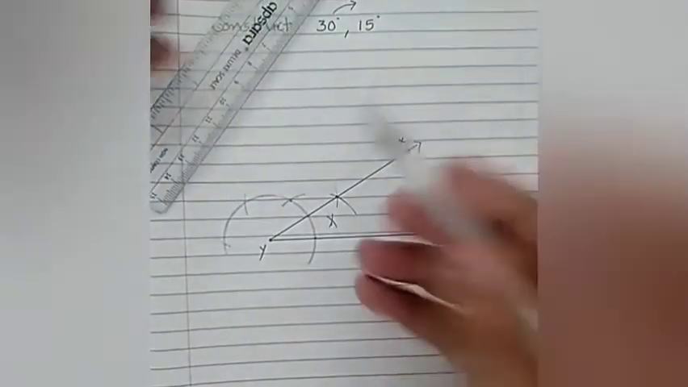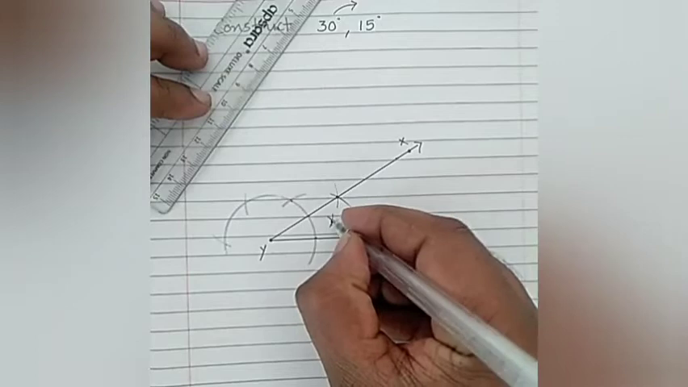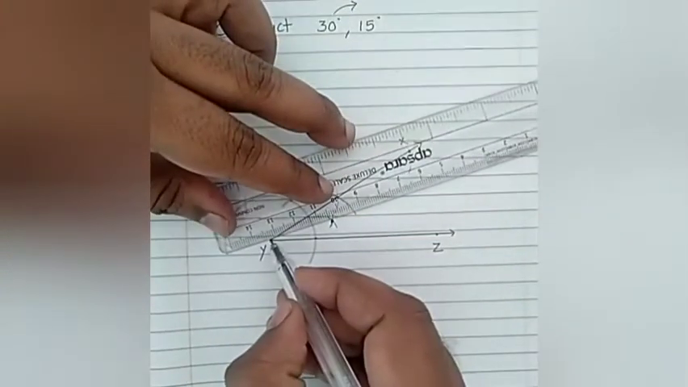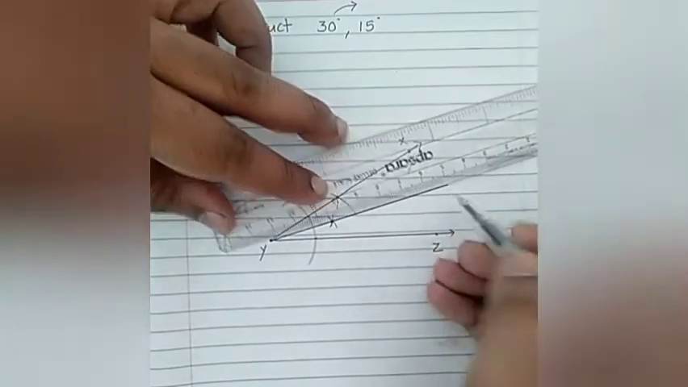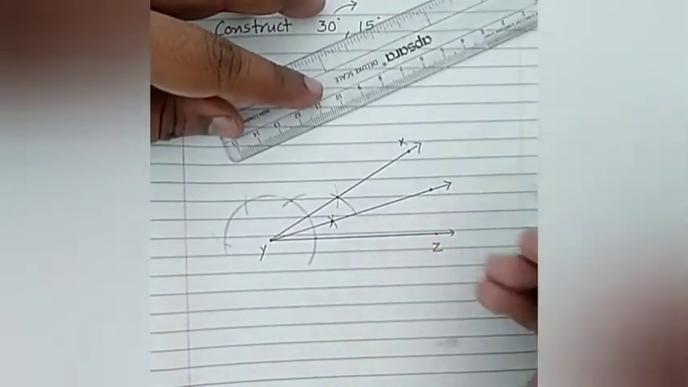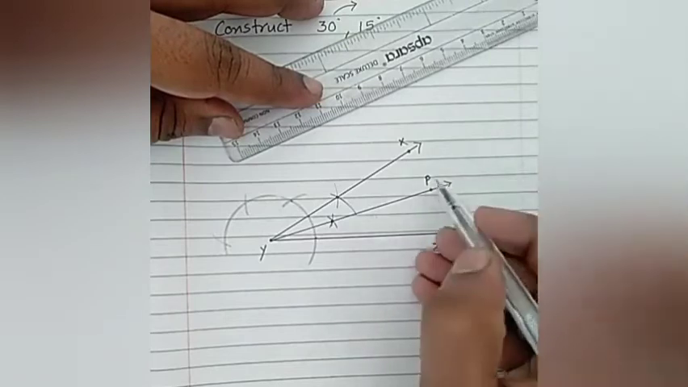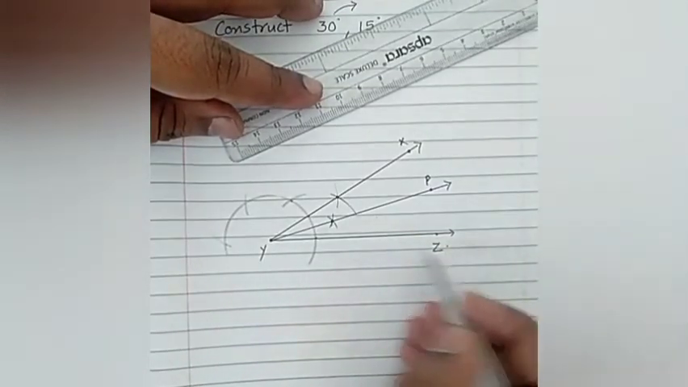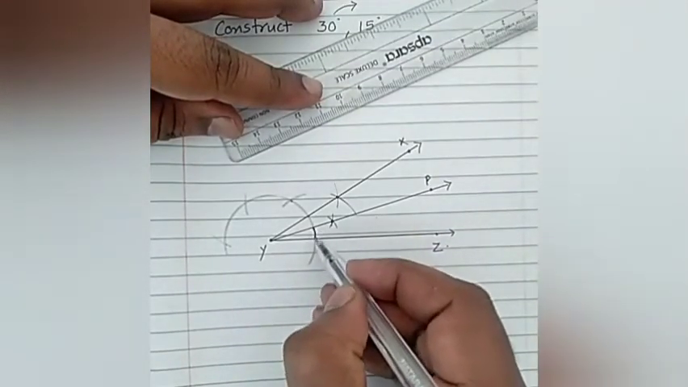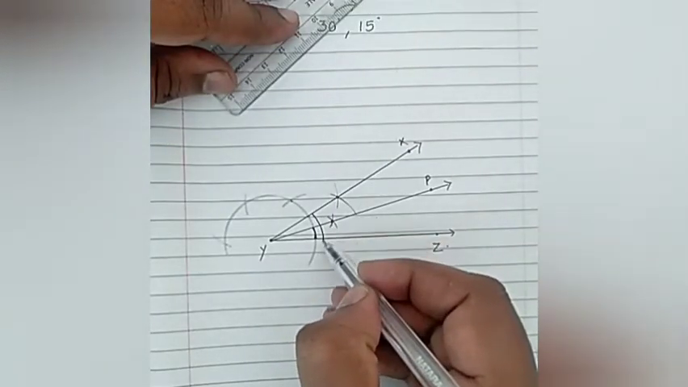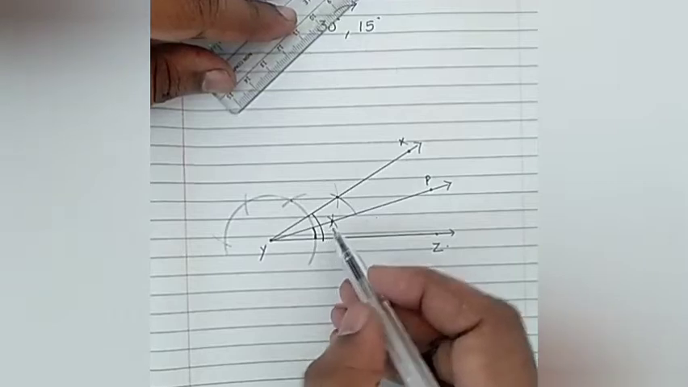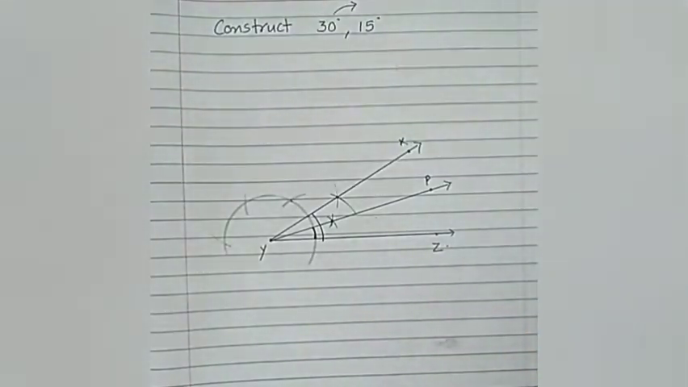Now you could see that I have got a point of intersection again. So from point Y, I'll make another ray. Now let me name this, say P. So P, Y, Z, this is my 15 degree. So the entire angle was 30 degree. I bisected 30 degree to get the measure of 15 degree.